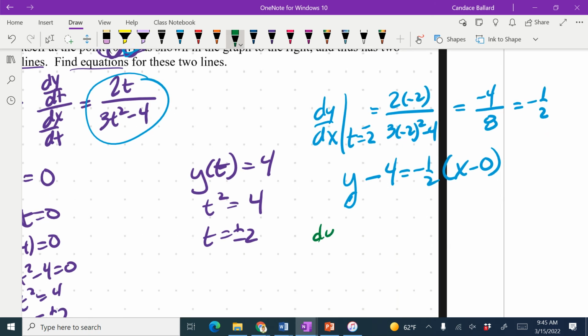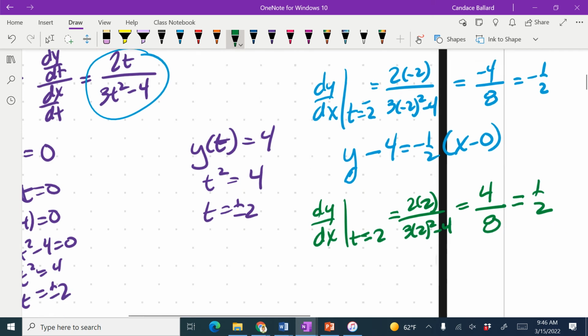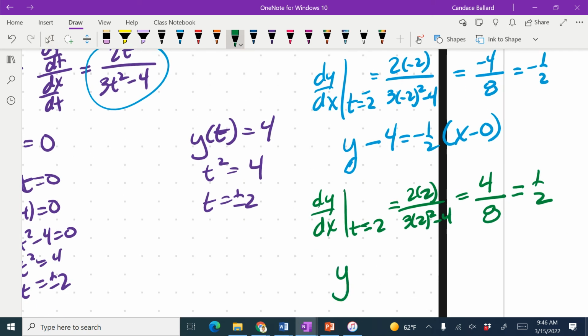Okay, the other tangent line would be dy dx when t equals 2. All right, so I'm doing 2 times 2 over 3 times 2 squared minus 4. So what'd you get in your numerator? 4 over 8 again, right? So positive 1/2. So y minus 4 equals 1/2 x minus 0.